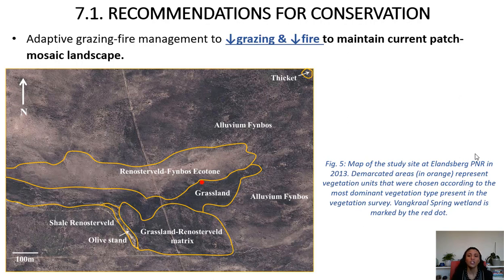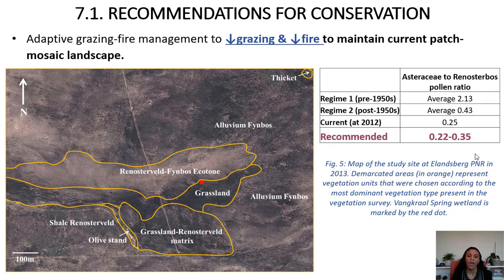So what we can recommend for conservation is to implement adaptive grazing fire management by decreasing grazing and fire to maintain the current patch mosaic landscape. So they might not necessarily be able to reverse it to a pre-1950s level, but they can maintain it to a level that is recommended for Asteraceous to Rhinoceros pollen of 0.2 to 0.35 ratio.